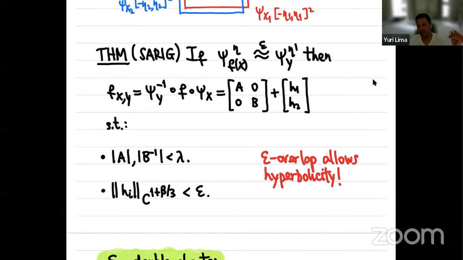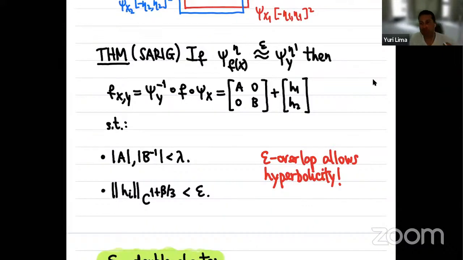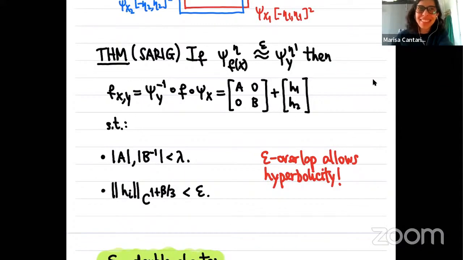Did you understand? More or less. Okay, so yes, it will be complicated because nearby points might have no overlap, but we will get to it. Okay. Any other question?